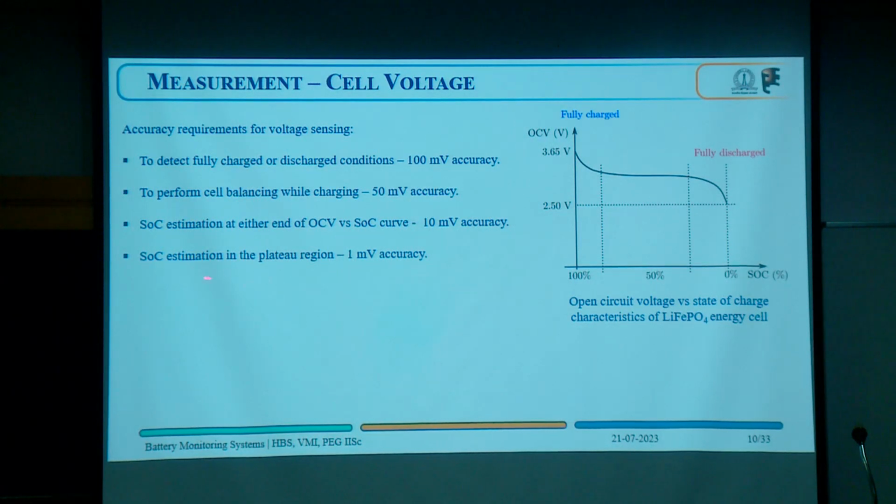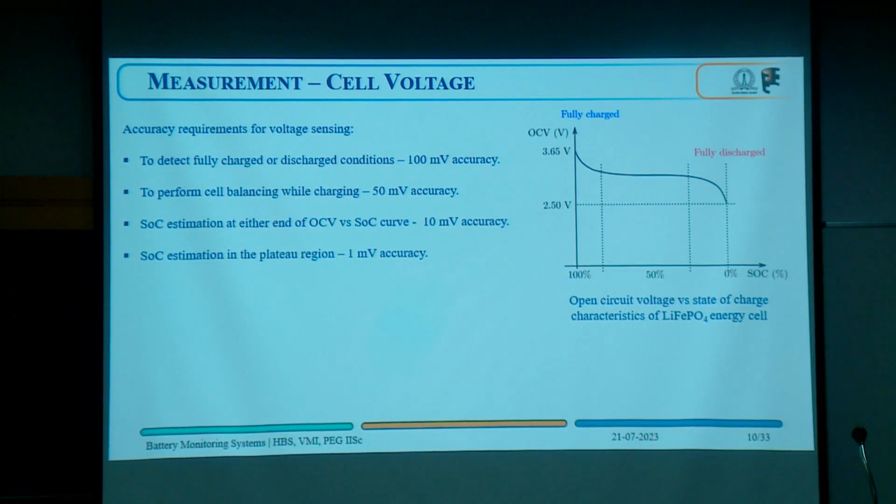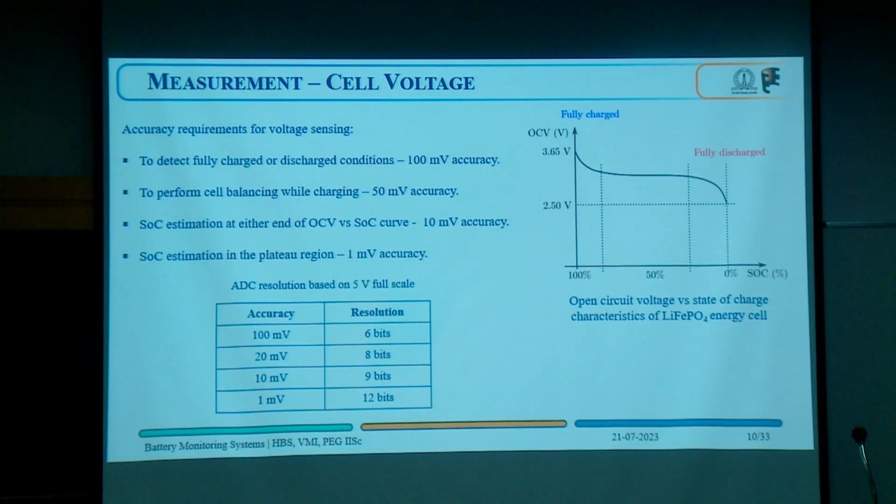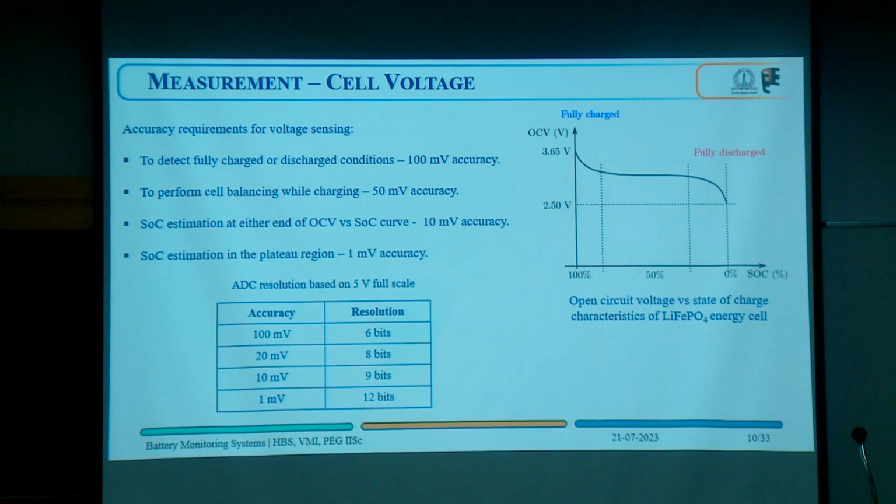That's why in order to estimate the SOC in the plateau region, we need 1 millivolt accuracy. Similarly, to perform cell balancing while charging, 50 millivolt of accuracy. These are collected from a reference for this lithium iron phosphate cell. For different chemistry, these voltages can vary. So let us say I have a full scale ADC of 5 volts.